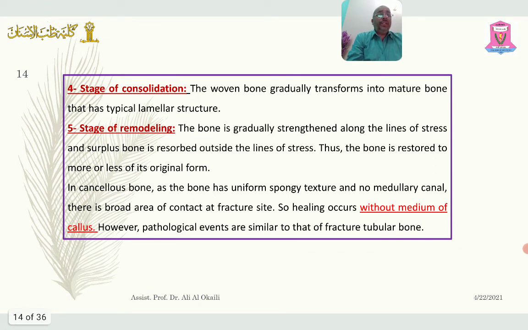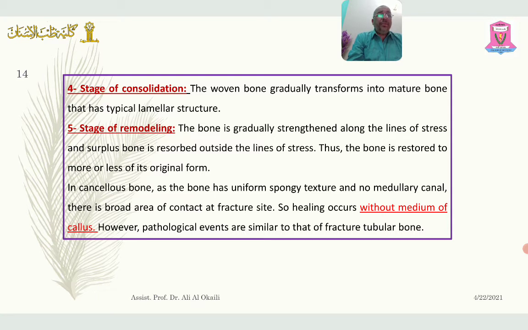Stage of consolidation. The woven bone gradually transforms into mature bone that has typical lamellar structure. It changes into mature bone containing collagen in lamellar layers. And the stage of remodeling. The bone is gradually strengthened along the lines of stress, and surplus bone is resolved outside the lines of stress. Thus, the bone is restored more or less to its original form.